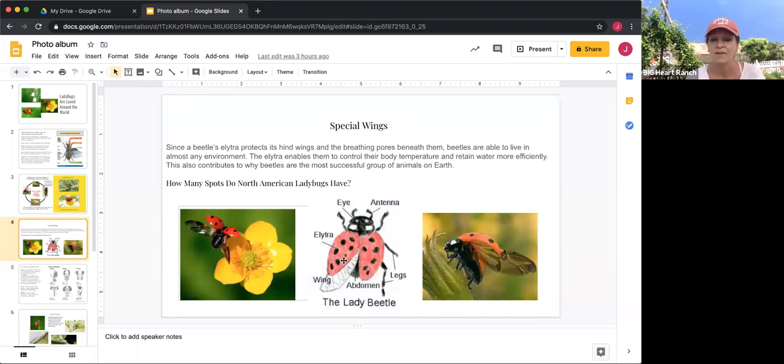Here you see this hard shell called the elytra. It's made of chitin, a horny substance. And then underneath that, you have those pores that they were talking about. It's pretty fascinating.